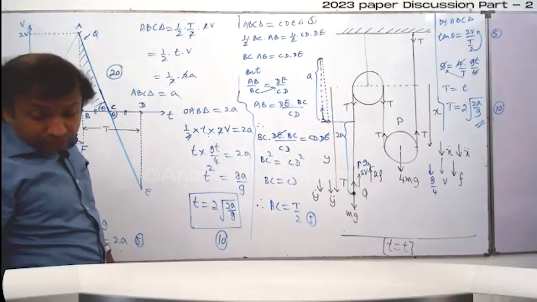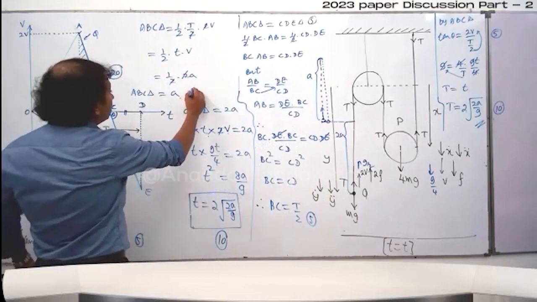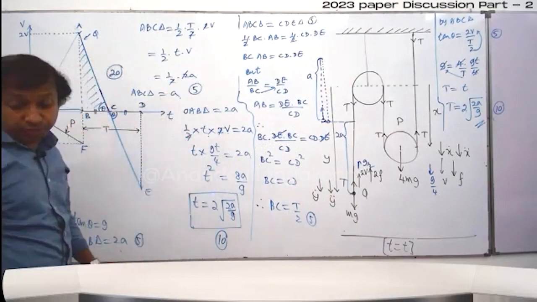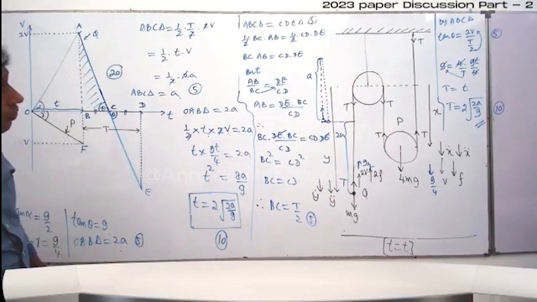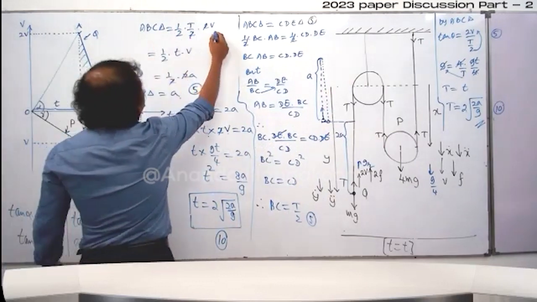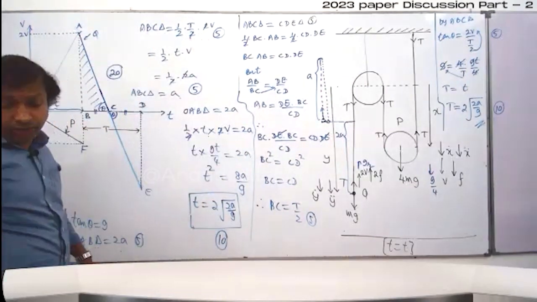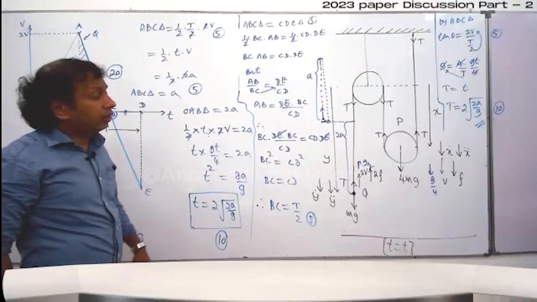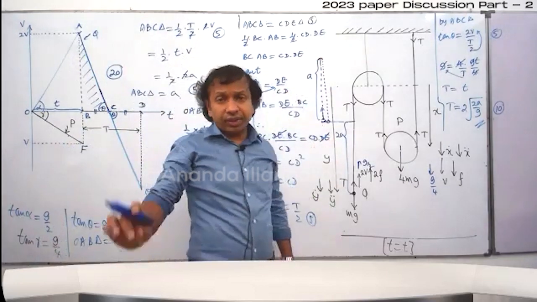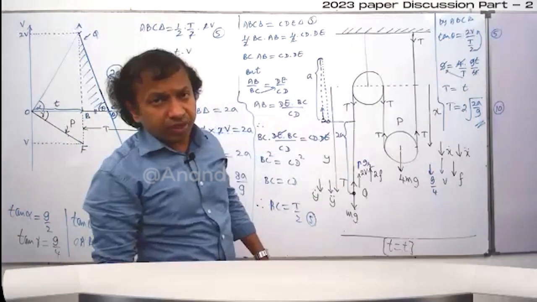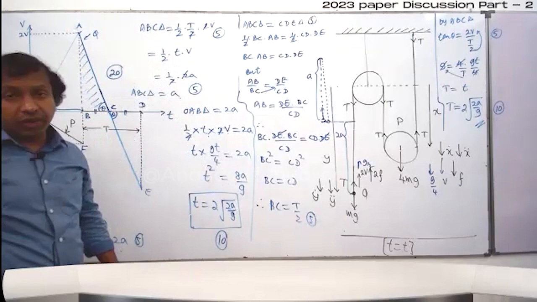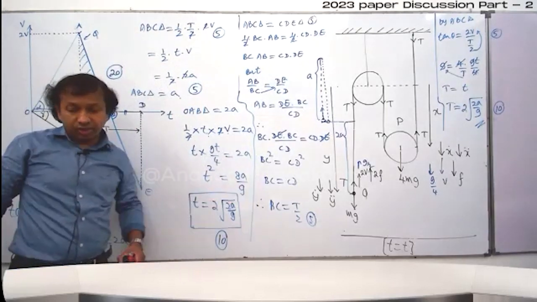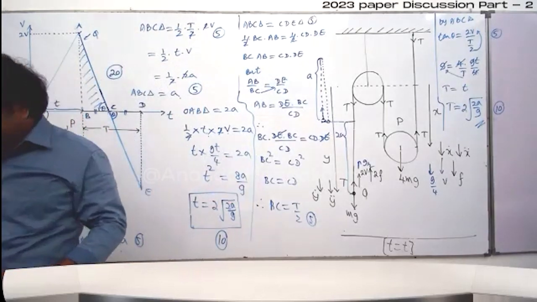Getting this answer of 2A, 5 marks coming, and the ABC area, in this way another 5 marks coming, and finally getting the final answer 2A plus A, 3A, writing that in words. Therefore, the maximum height ascended by the particle Q is 3A. You get 10 marks. So you must write that in words.